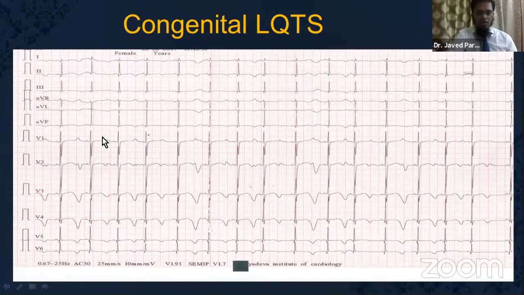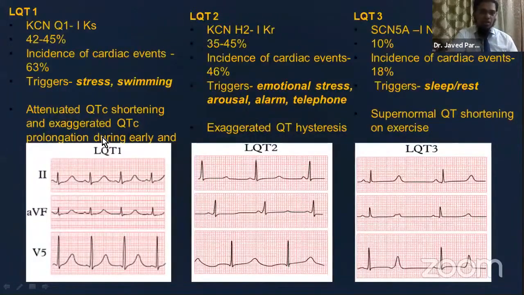So long QT syndrome is basically channelopathies. Sometimes it involves potassium channels, less commonly it involves sodium channels. And even the morphology of the QT interval and T wave can tell you what subtype it is. But the most important thing to recognize is to identify the long QT interval.